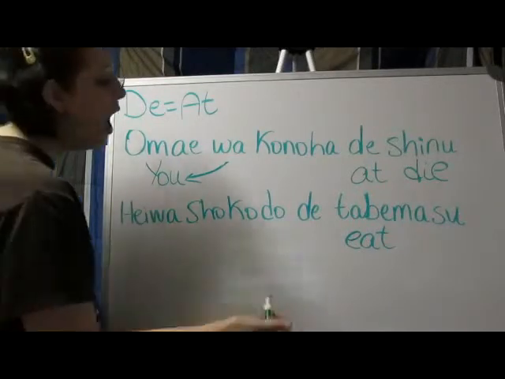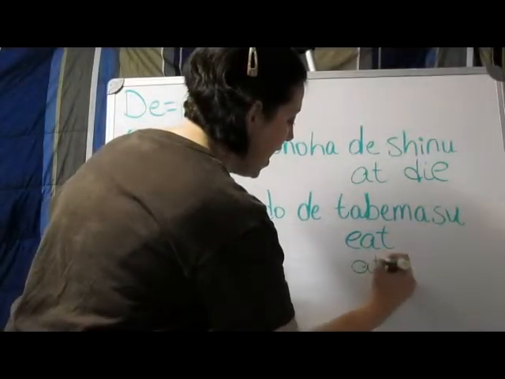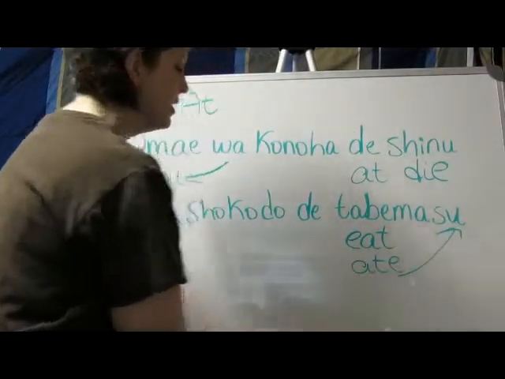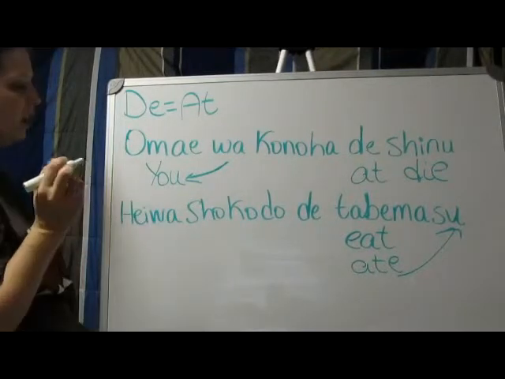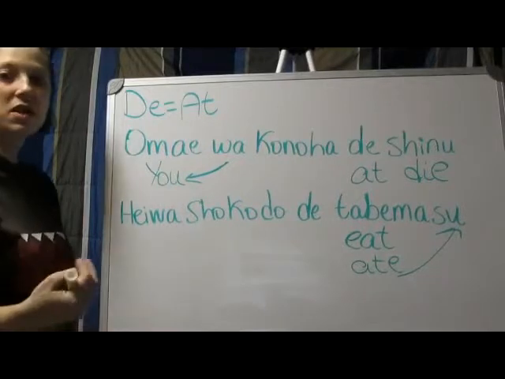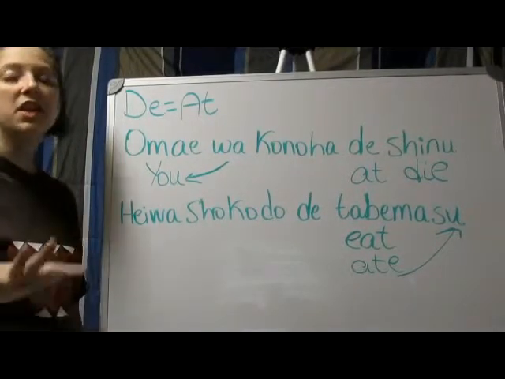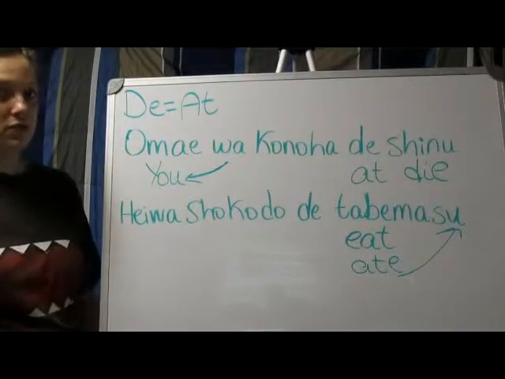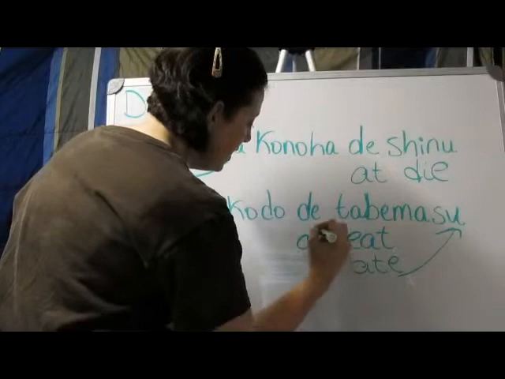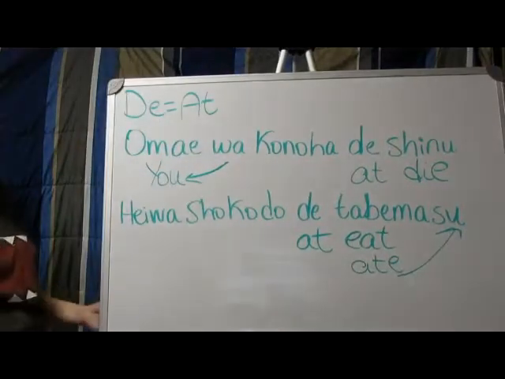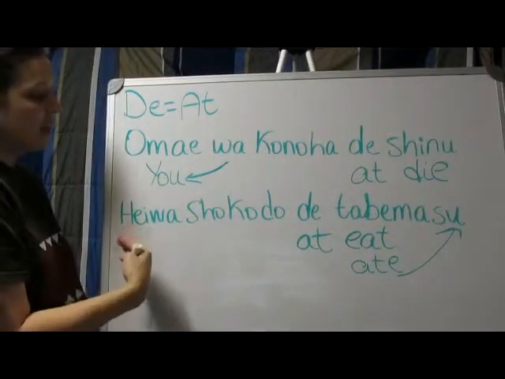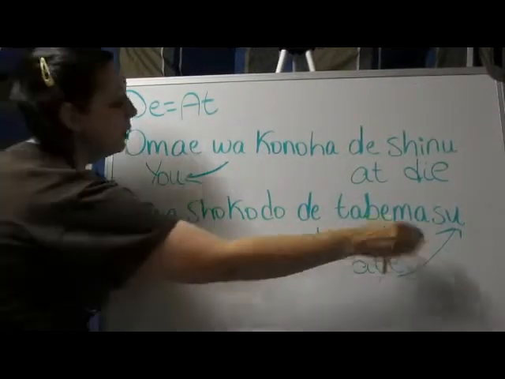But it would not be the past tense, ate. You would have to change this ending here to get ate. So, Heiwa Shokudo is just a local, authentic, really good Japanese restaurant in my area. Okay? And then de is at. So, Heiwa Shokudo de tabemasu. So I'm saying at Heiwa Shokudo eat.